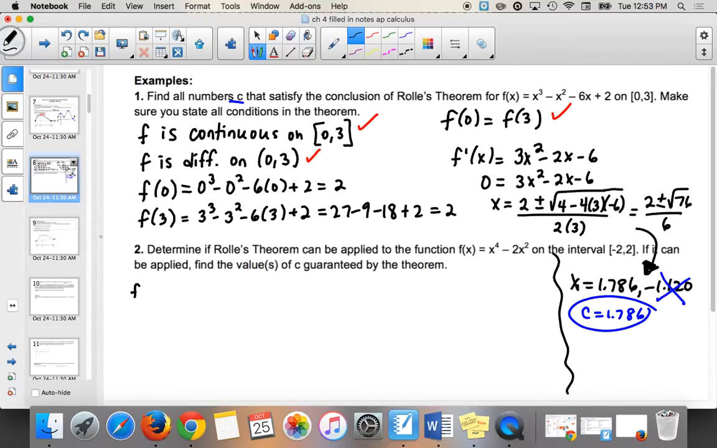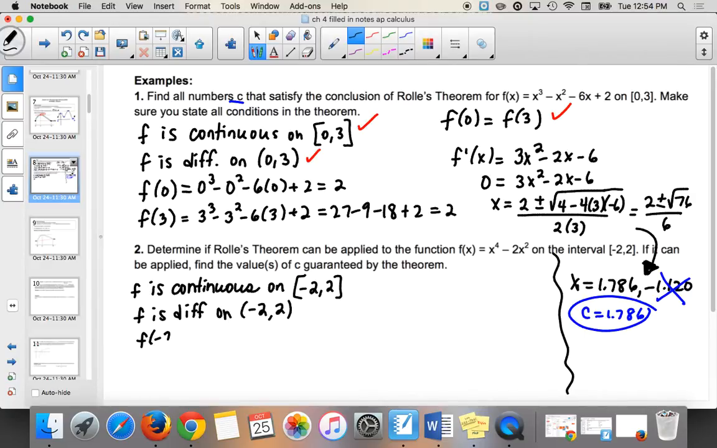All right, so is it continuous? Yeah, because it's a polynomial, right? We just said polynomials are continuous. So continuous. It's continuous everywhere, but definitely continuous on negative 2 to 2. It's also differentiable on the interval negative 2 to 2, open interval. All right, so we find f of negative 2 and we find f of 2.